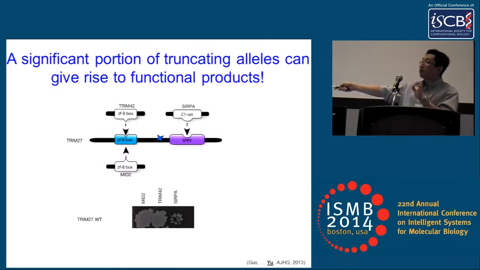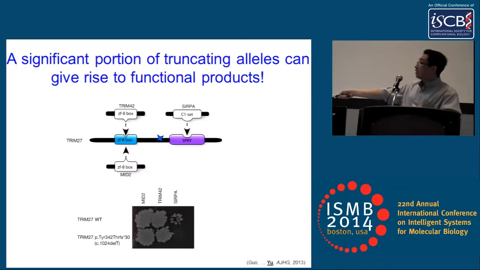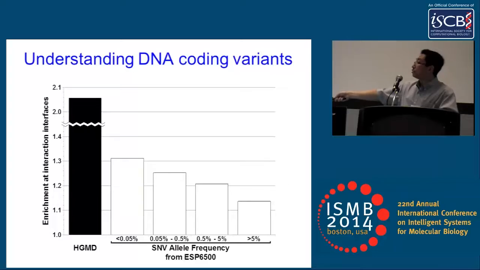There is actually a small out-of-frame deletion right before the second interface that is associated with ovarian cancer. We cloned in that mutation. We found it specifically caused disruption of the third interaction, but the first two are completely intact, right? And this also applies to all of the ESP 6500 SNPs. You can see the rarer the allele, the more enriched they are on these binding interfaces, right?